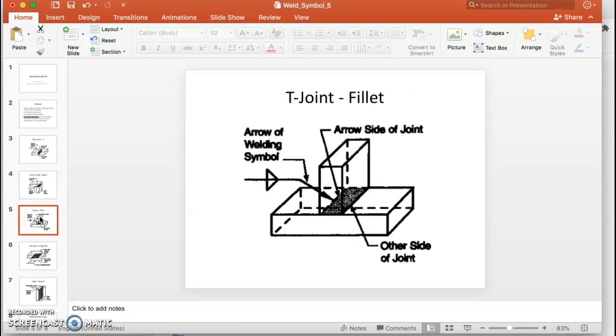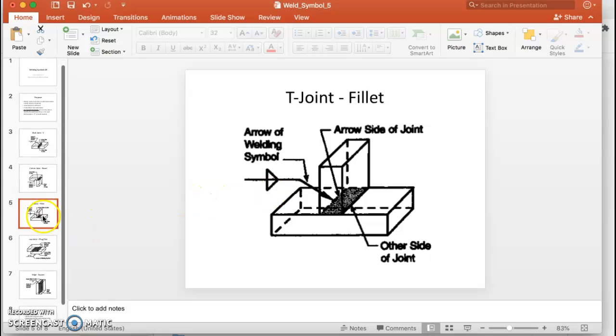Obviously, we've seen this one before, where we have a T-joint, which would be our fillet welds, something that we've done in Welding 1 and Welding 2 for your 5 basic welds. This one here clearly shows doing that fillet weld on both sides of the joint.